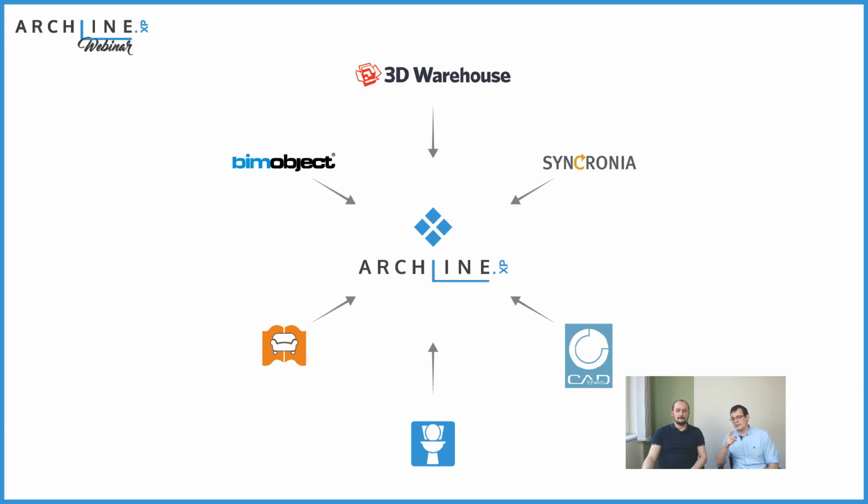3D warehouse, you already know this one. This is the largest depository of user-generated 3D models. Synchronia, what is this? Well, Synchronia is mostly about architectural items. It works in a quite similar fashion as a 3D warehouse and in BIM object. You can go there, type in the search terms, and whatever you find, you just click there. It's one-click download, it's already in your project, and you can place it wherever you wish.